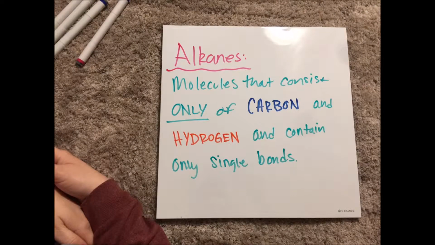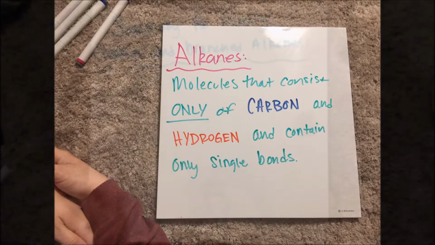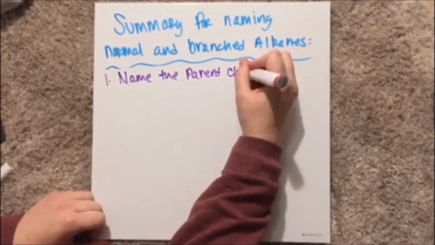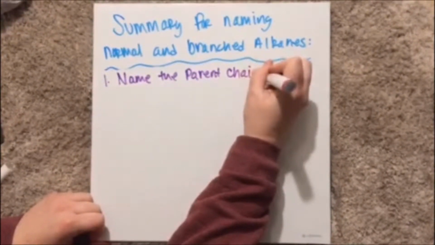As you know, alkanes are molecules that consist only of carbon and hydrogen and contain only single bonds. We will now go over the steps for naming an alkane. Step 1 is to name the parent chain. This is the longest continuous chain of carbon atoms.